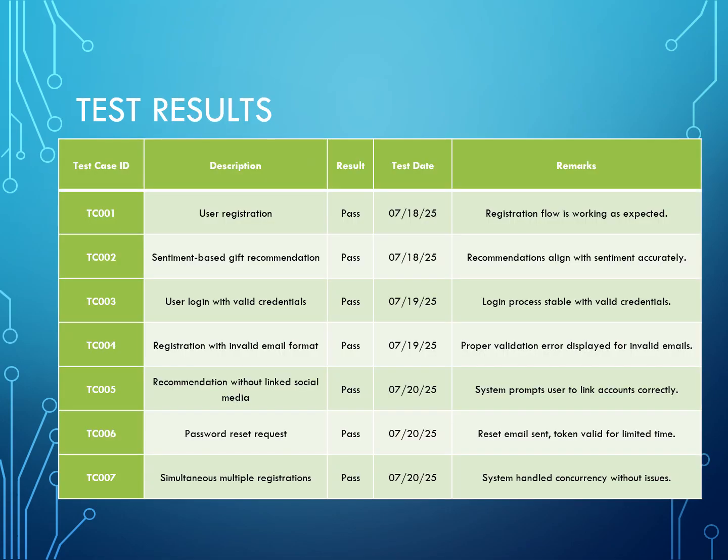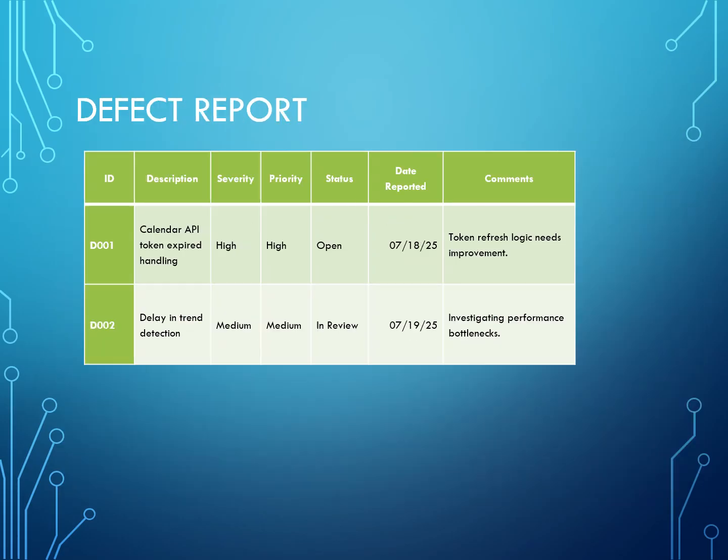The test results, where the various aspects were tested, such as user registration, sentiment-based gift recommendation, user login with valid credentials and valid email format, recommendation without link to social media, password reset requests, and simultaneous multiple registration. These all passed, which is very good. There were, however, some defects detected. Defects were detected with the calendar API and also delay in trend detection, which need to be further investigated and corrected.